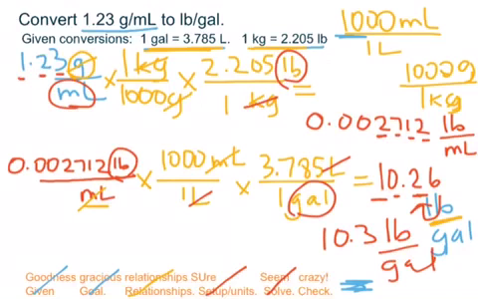To do a common sense check on that, 1.23 grams per mil is about the same as water, which is 1 gram per mil, and a gallon of water weighs 8 pounds, so we're again in the ballpark of close to water. So that's my check, and here's your answer. All done.